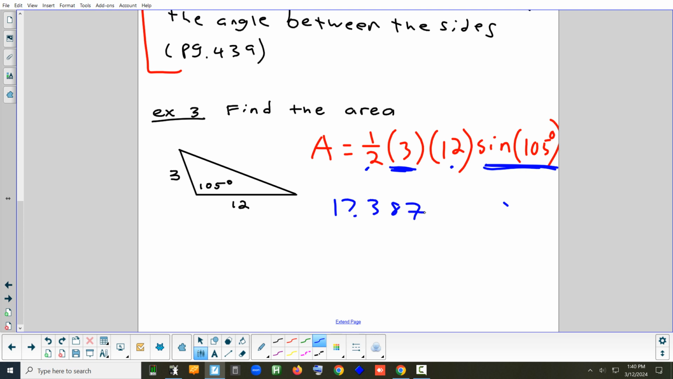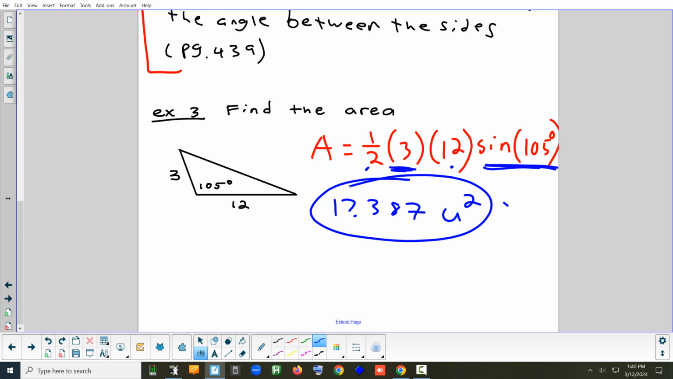Now, what did I just find? That's the what? Area. So what do you always make sure when you write an area? Right. We don't have an exact unit, so we'll just say square units. So that's how you can find the area of a side angle side triangle.